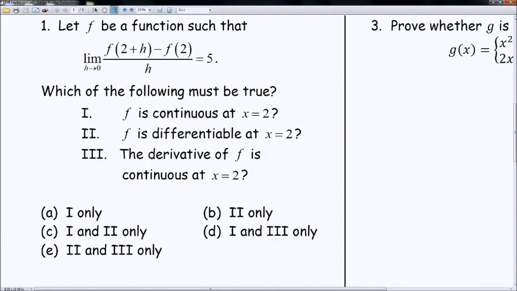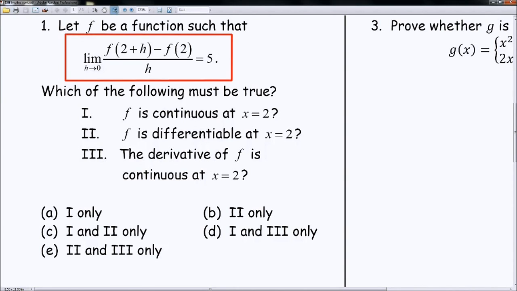Number one, let f be a function such that the limit as h goes to 0 of f of 2 plus h minus f of 2, divided by h, is equal to 5. Now in our last video we talked about how this is essentially the definition of the derivative at a specific point. In this case my point is 2, x is equal to 2. So we have a derivative. My slope of the tangent line at x equals 2 is 5. So that's my m. So I have a derivative.